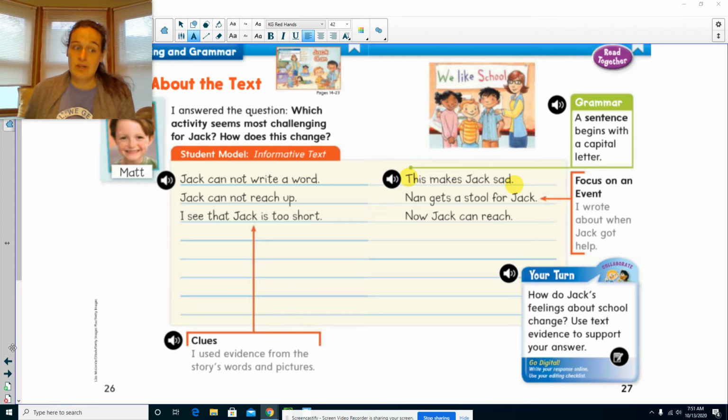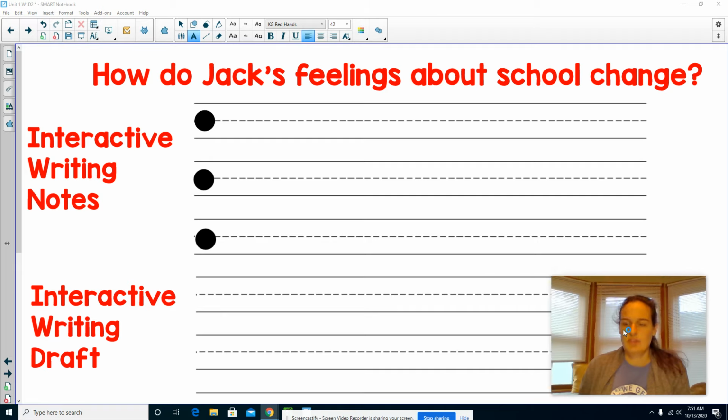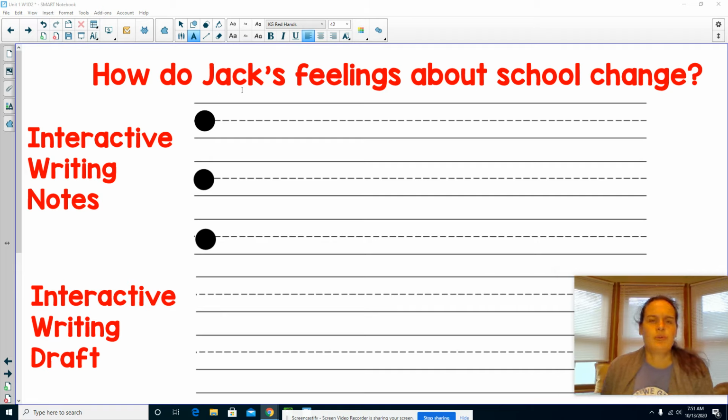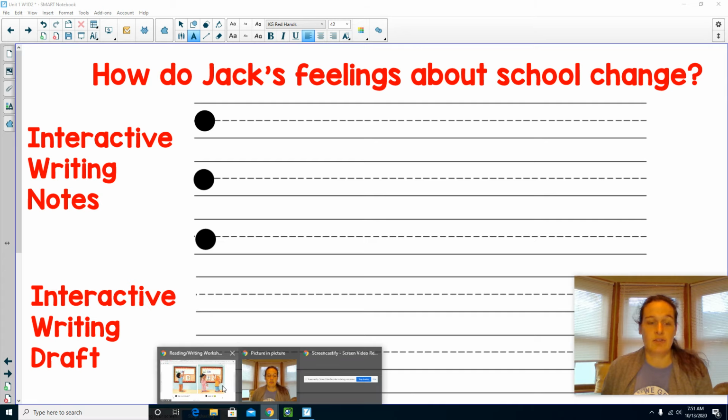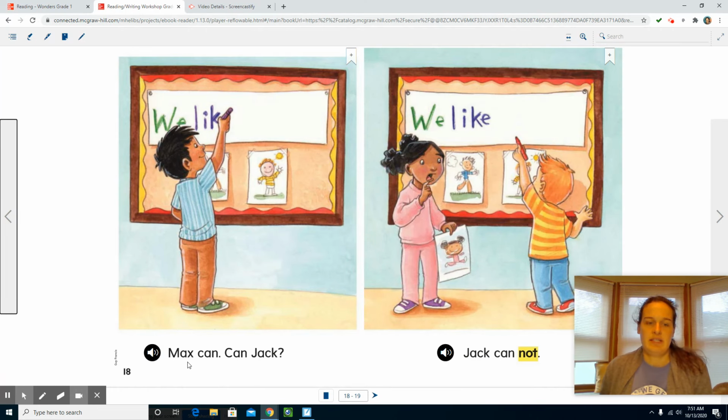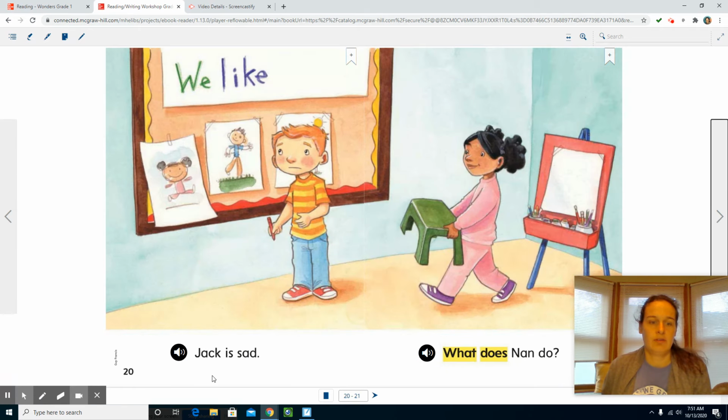Okay, let's go take a look at the question we are going to answer as a class. So our question says, how do Jack's feelings about school change? Our first job is we're going to find some notes. So we want to see how did his feelings about school change? We're going to go back and look at our story. So here we can see Max can, and ask can Jack, and we notice here Jack cannot. He cannot reach. Let's see how that made Jack feel. Jack is sad, and we can look in the picture here, and he does look sad. So that's one of our notes.